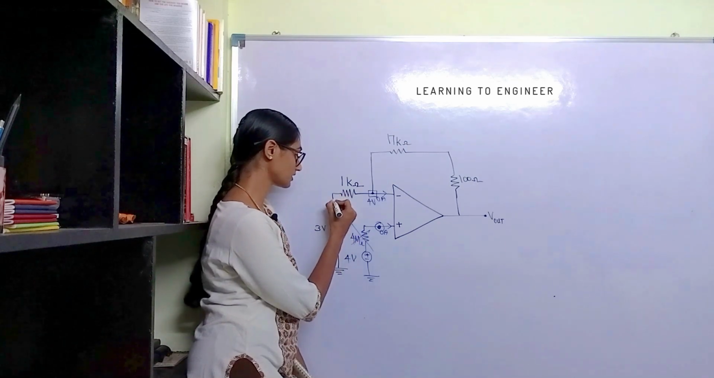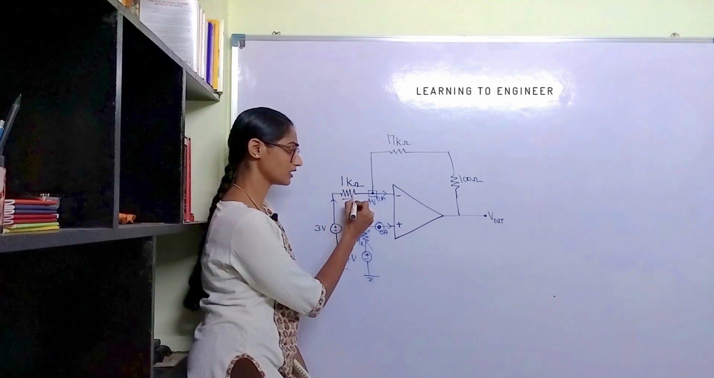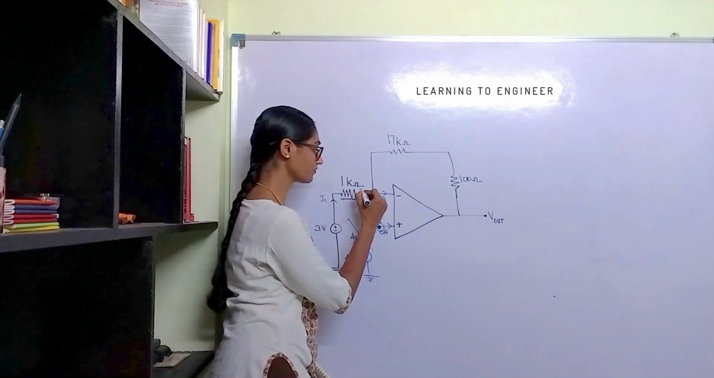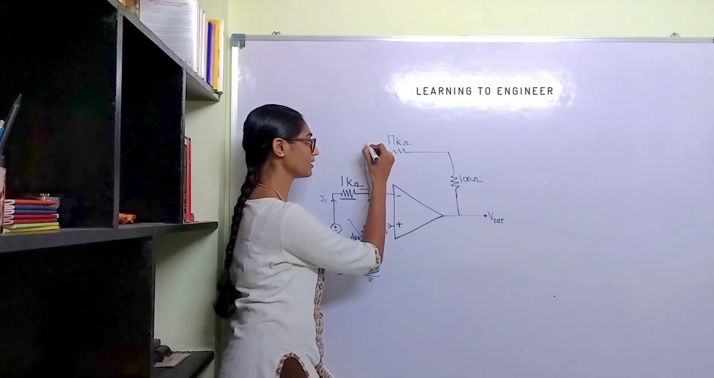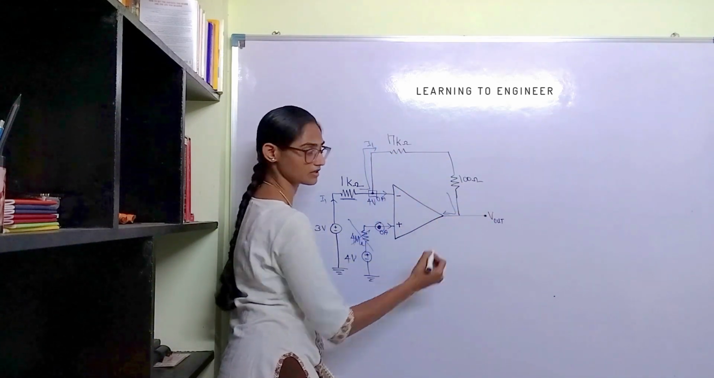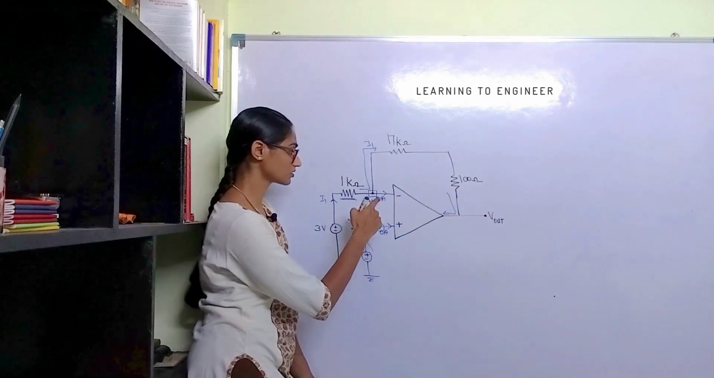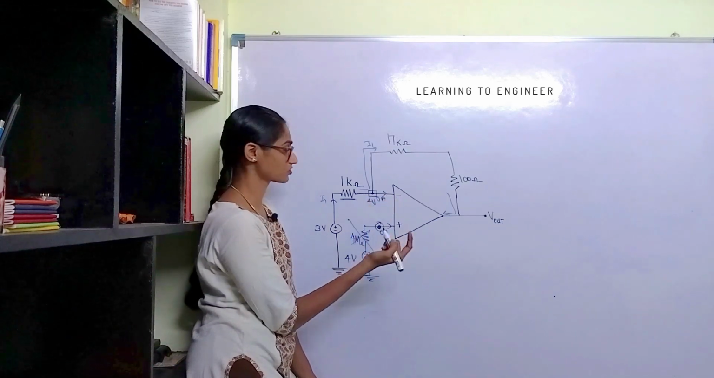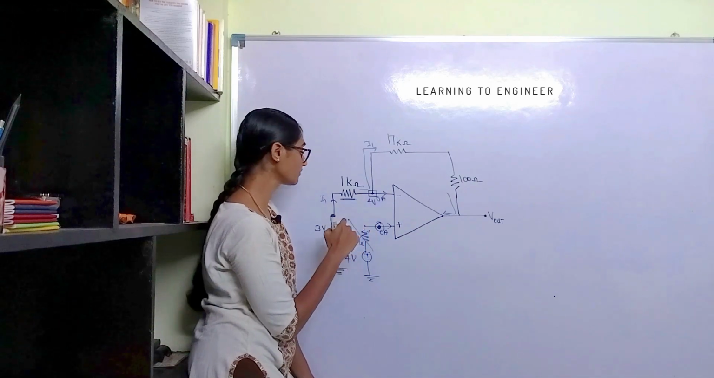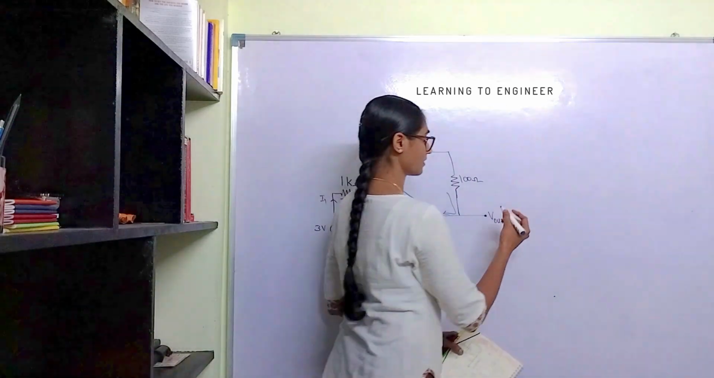What is the current that is entering this 1 kilo ohm? Let us call this I1, and the same I1 will go via the feedback resistor and meet the output, and the feedback will be coming here. There is no current going inside. By Kirchhoff's current law, I1 goes straight into the feedback resistor. So let's find I1.